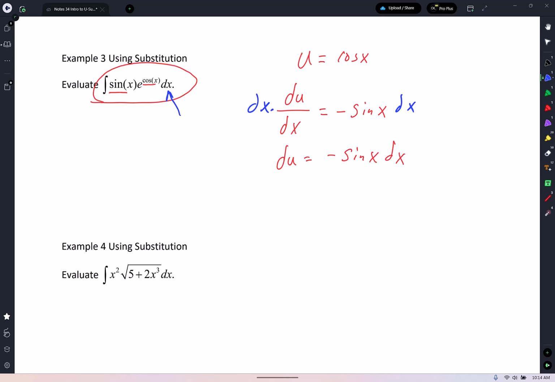So I can rewrite this. Don't write this down, just listen. I can rewrite this like this: e to the cosine x times, let me write it as sine x because there's not a negative right now, sine x dx, and that's the same thing, right? I haven't changed anything. Now notice, look what I have here. It says du is negative sine x dx.